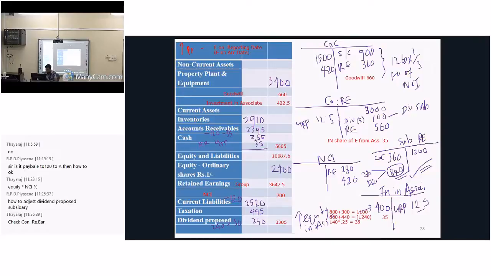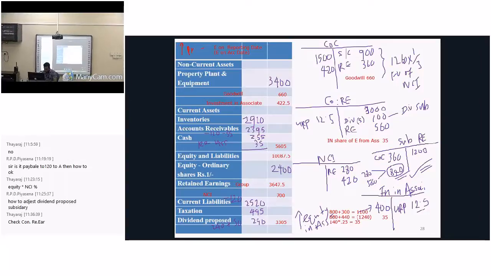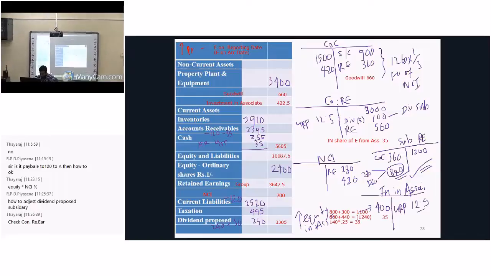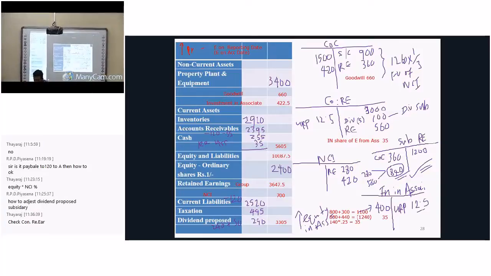Is my consolidated return wrong? 3000 plus 100 plus 560 minus 12.5. It's 3647.5, but something is wrong. I'll check it. Anything wrong in my calculation?